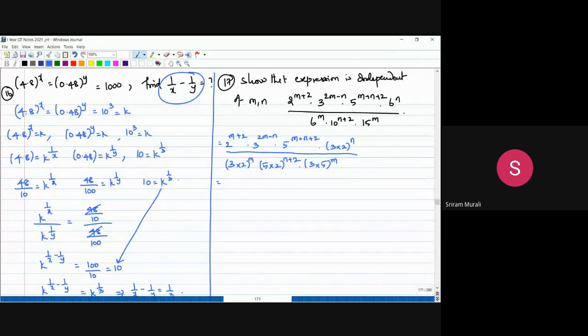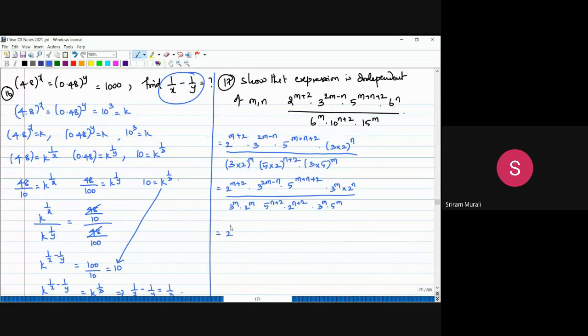Now, what I want is to segregate the bases: base 2, base 3, base 5. Before, it is 2 power m plus 2, which is already in base 2. This is 3 power m into 2 power n, divided by 5 power n plus 2, 2 power n plus 2. Now you segregate. What are the powers of 2?